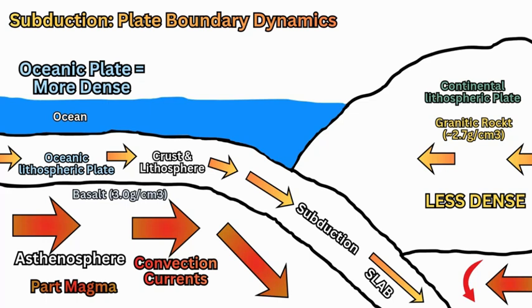And above that, we have the actual ocean. And you'll see that the oceanic plate is moving and subducting underneath the thicker and lighter continental plate, which is composed of a mix of mostly granite, maybe some andesite or some diorite, but mostly granite with a density of 2.7 grams per centimeter cube. So it's lighter, less dense than the oceanic plate.